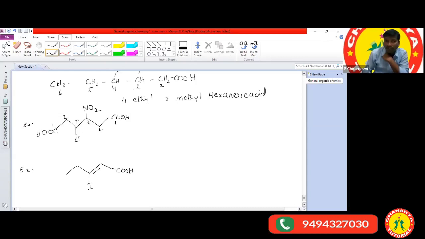Chlorine. So that's why we can give the numbering from this side. From left to right, we have to give the numbering. So 1, 2, 3, this is the 4, this is the 5, this is the 6. Okay, now numbering is finished.